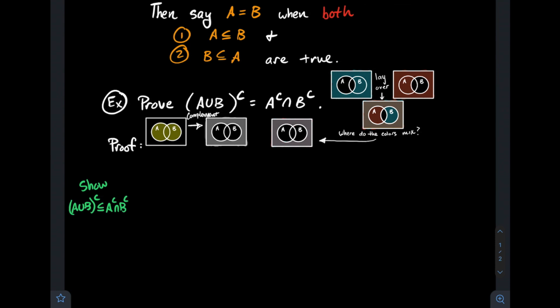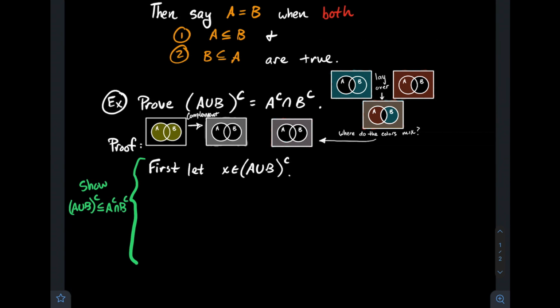The first thing we'll do is start on the left side. We'll try to show that the complement of A union B is a subset of A complement intersect B complement. I'll try to do that within this space here. Wish me luck. First, let X be an element of the complement of A union B. Remember, the goal is to wind up showing that X is actually an element of A complement intersect B complement.